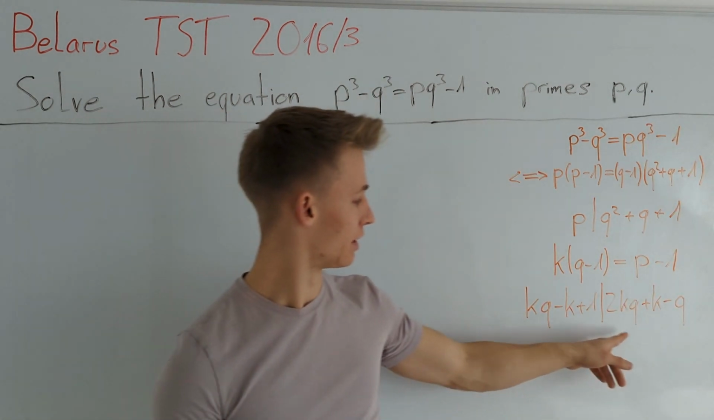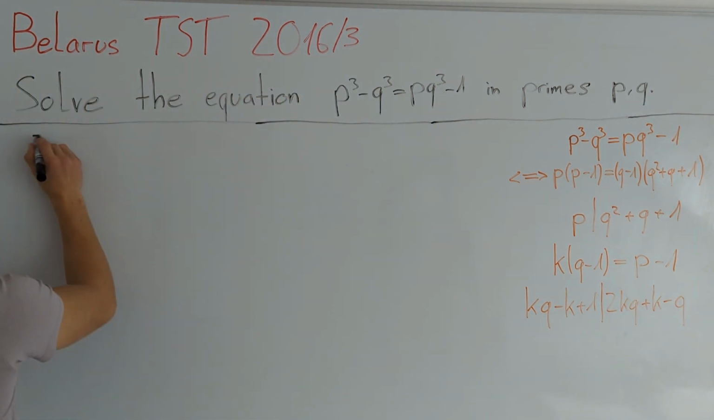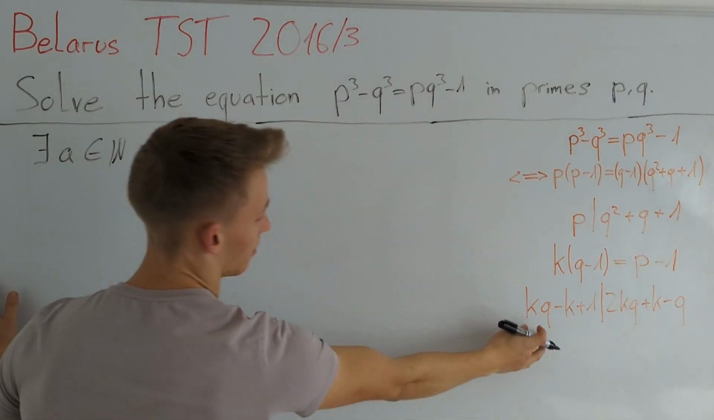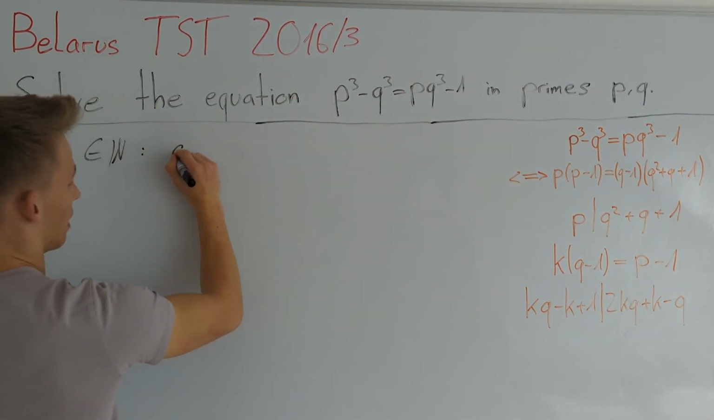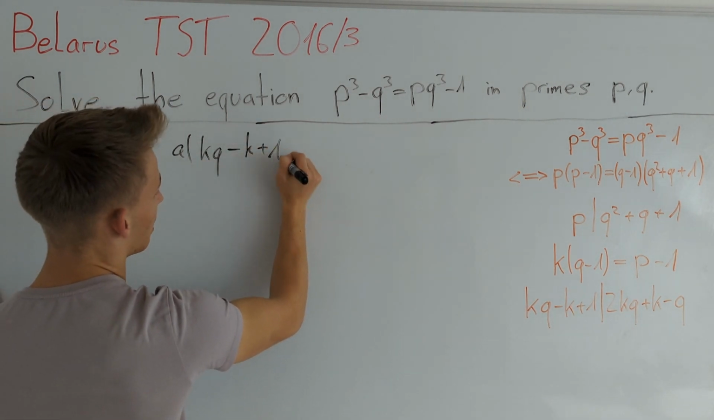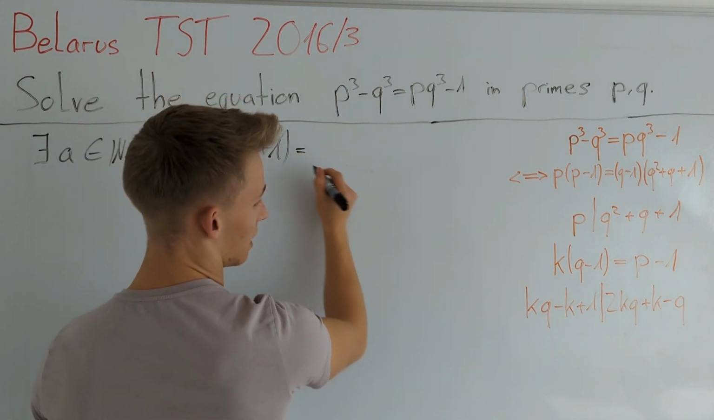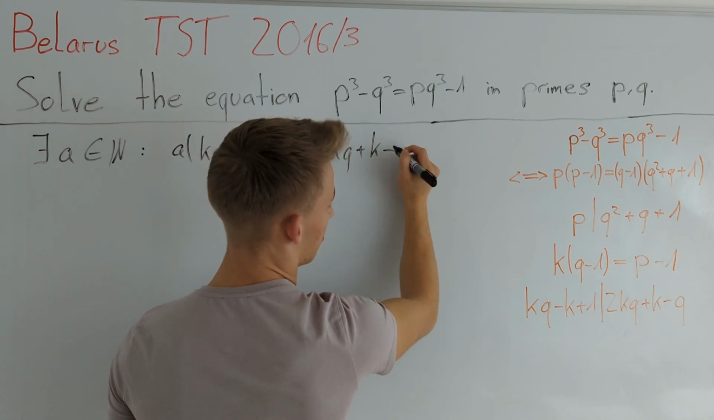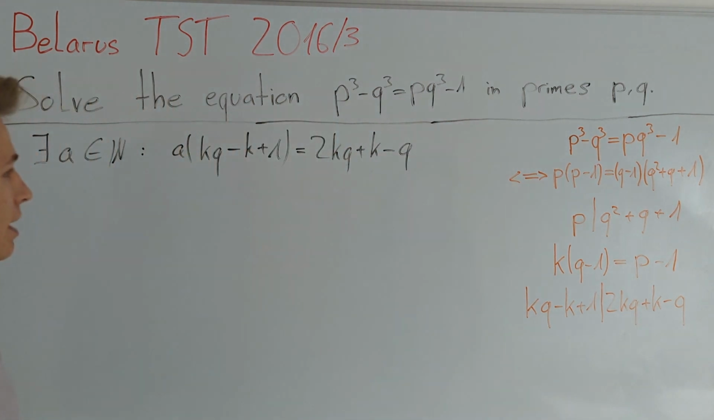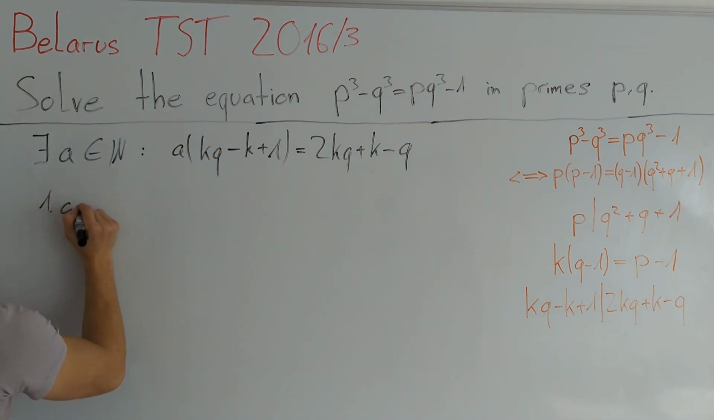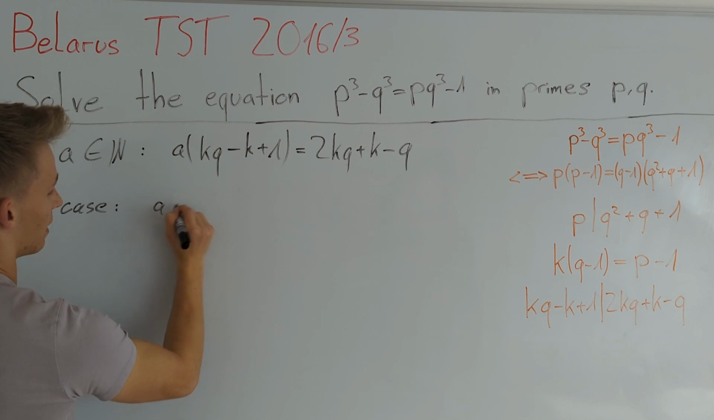From this divisibility condition we now know that there exists some a from the natural numbers such that a times the left hand side, so a times kq minus k plus 1, is equal to the right hand side, so this is equal to 2kq plus k minus q. As I already said, we want to come up in the end with the result that a is equal to 2, so for a contradiction in the other cases, assume at first that a is less than or equal to 1.